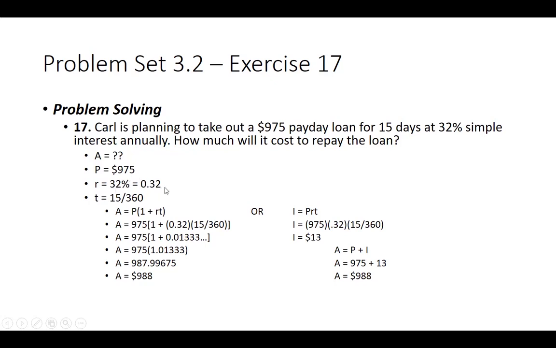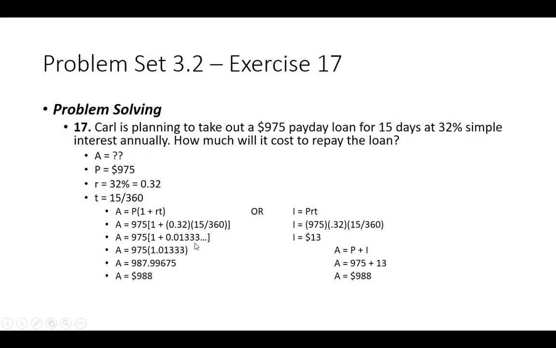P is 975. R is 32%. As a decimal, that's 0.32. And T, since it's 15 days, and there's 360 days in a banking year, T is 15 over 360. Plugging in what we know. Plug in for P, plug in for R, plug in for T. Take care of R times T first. 0.32 times 15 divided by 360 gives us 0.01333333333.